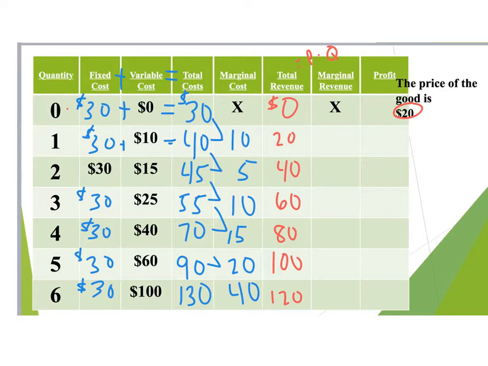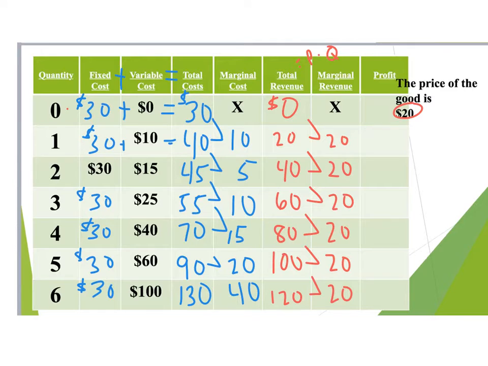So the price of the good isn't changing. And so marginal revenue, for what we cover, is simply that price. How much more money did we make when we sold the next unit? That's the price in this case. So 20 minus 0, 40 minus 20, 60 minus 40, and so on down. So marginal revenue is 20, all the way down.